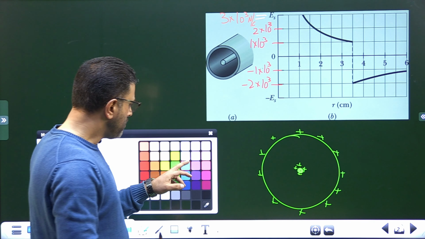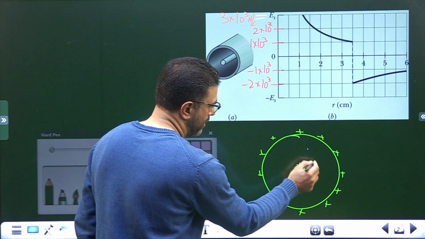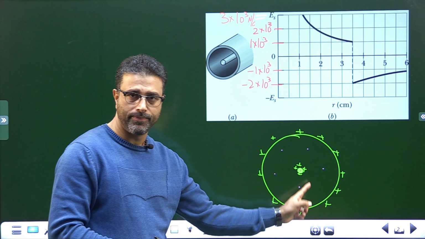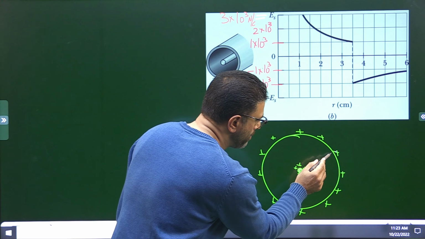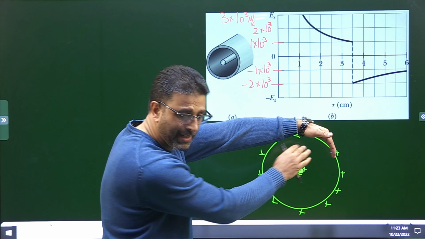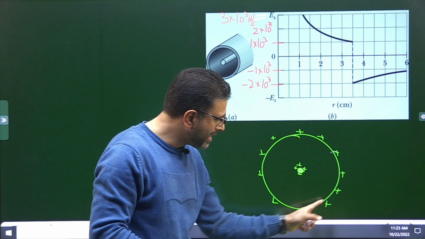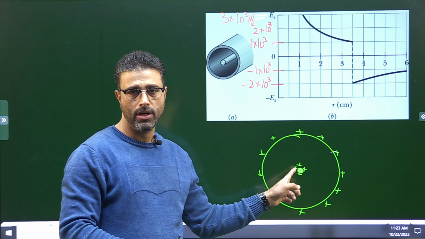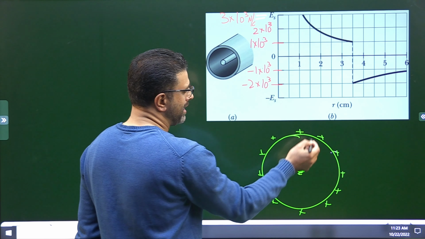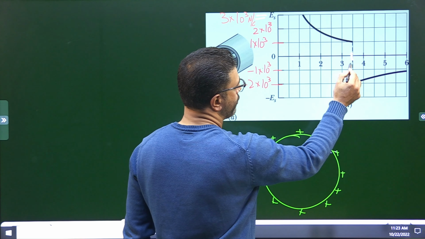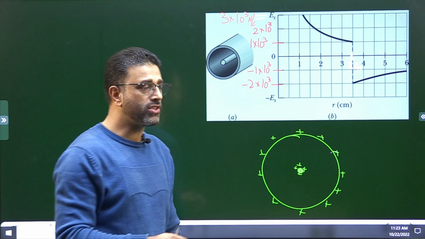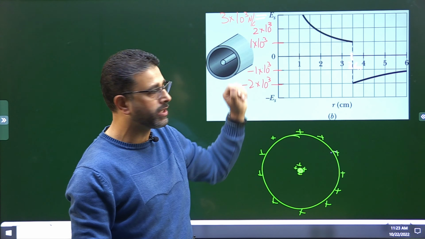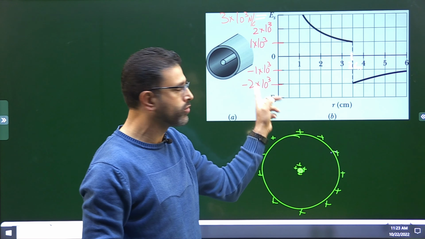Now, if I consider a point somewhere inside this outer cylinder, the point can be infinitely close to the surface but on the inner side, then the field due to this cylindrical shell will be 0 and there will be field only because of this solid cylinder along its axis. We can see there is a sharp change at a distance of 3.5 meters. Why is there a sharp change in this graph? Just before 3.5 the field is 1 into 10 to the power 3, and just after 3.5 the field is minus 2 into 10 to the power 3.